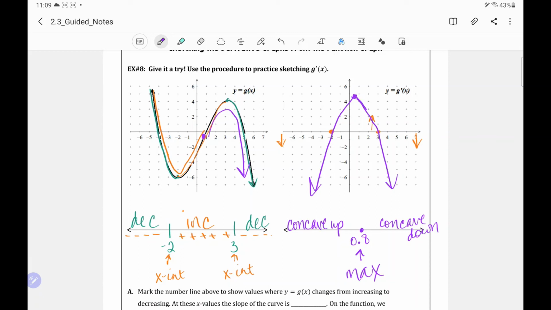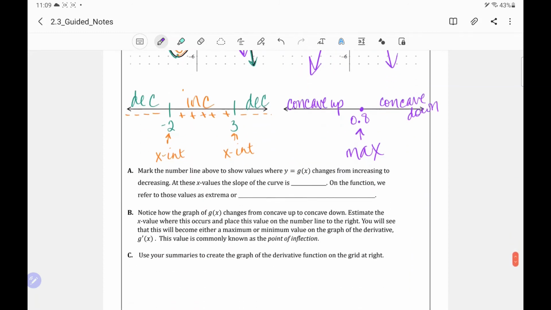How do I know all this? Just from the information that we already figured out. Okay, so this is a reasonable estimate of what the graph of the g prime function would look like. And we can come down here and answer these questions. Mark the number line above to show values where g of x changes from increasing to decreasing. We already did that. At these x values, the slope of the curve is 0. On the function, we refer to these values as maximum and minimum.